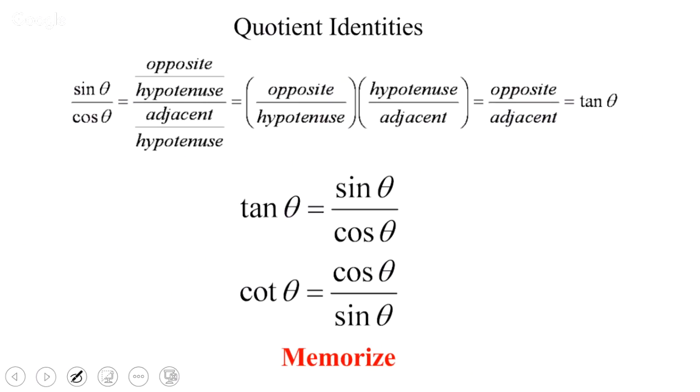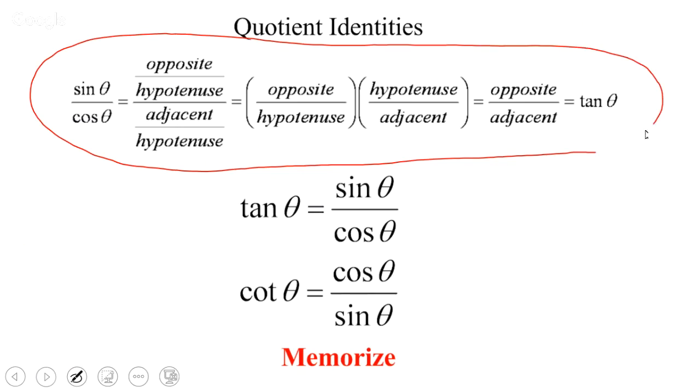The quotient identities: you have sine over cosine is tangent, and cotangent is cosine over sine. That is the quotient identities. And up here is just the proof of why the quotient identities work, at least for tangent, and then cotangent is done very similarly. So that's something else you need to memorize: the quotient identities and the Pythagorean identities.